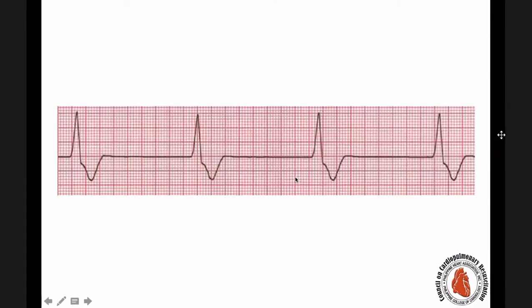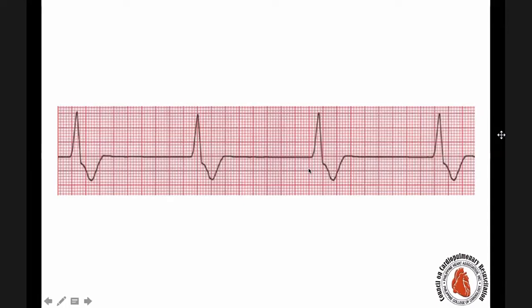So that's an example of an idioventricular rhythm. There is no P wave. It's bradycardic, but it has a wide complex QRS. If this were a narrow complex QRS, I would say it's a junctional rhythm. How do you say it's a wide complex QRS? It's more than 120 milliseconds, or more than 3 small squares. Okay.